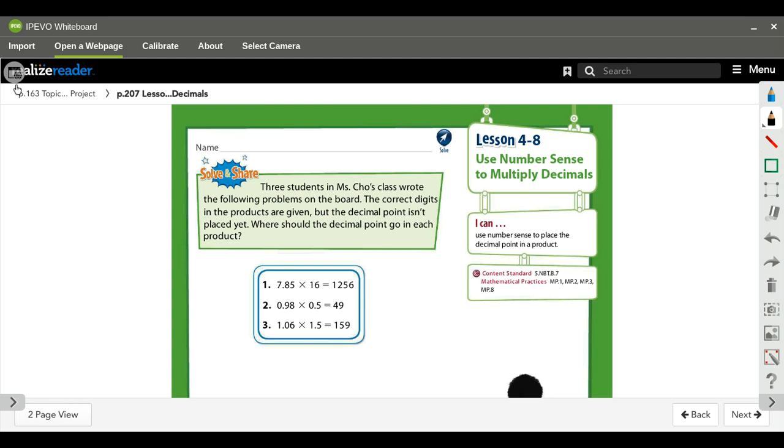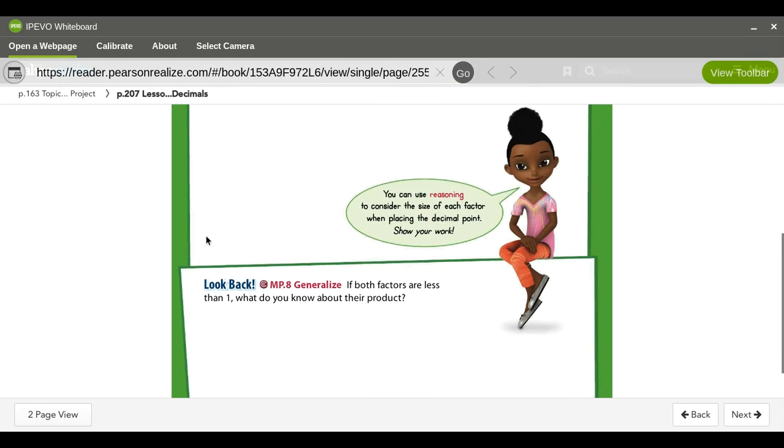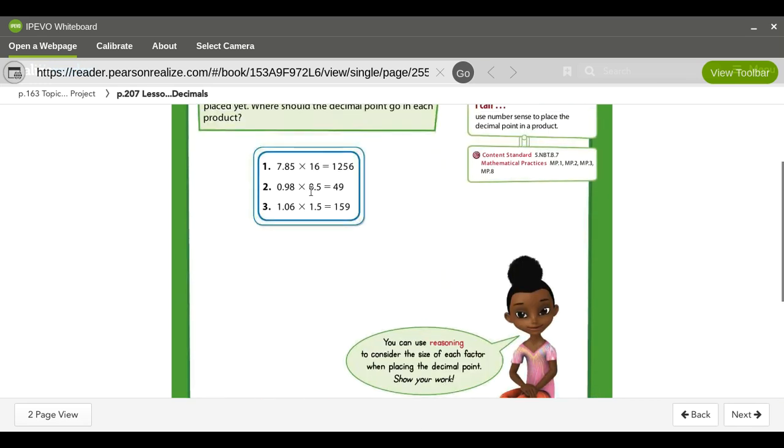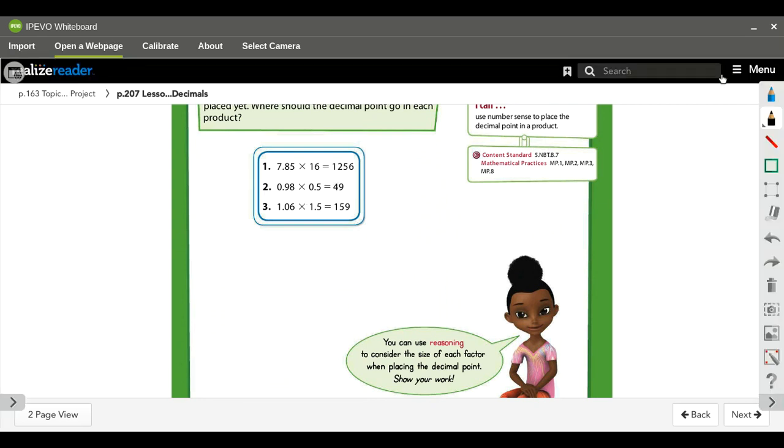Okay. All right, let's go ahead and take a peek. So this is an important piece of information for you to know. If both factors are less than 1, what do you know about their product? So let's come back up here and let's take a look at problem number 2. So problem number 2 was the only one that had both factors that were less than 1.